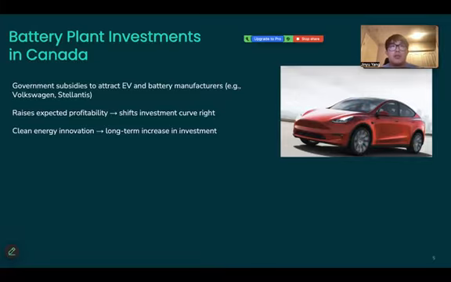And let's apply this to the real world: battery plant investment in Canada in recent years. Both federal and provincial governments have provided large subsidies that attract electric vehicle and battery manufacturers such as Volkswagen and Stellantis. This incentive raises expected profit and confidence in the clean energy sector.